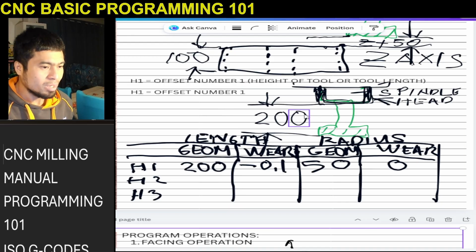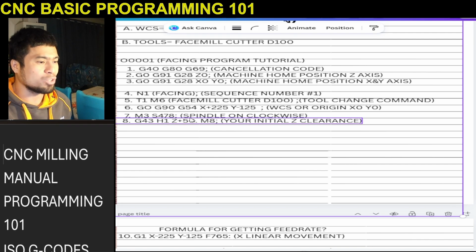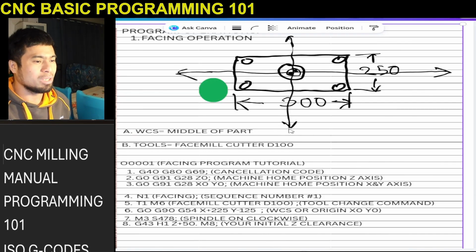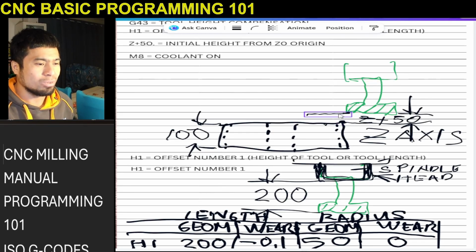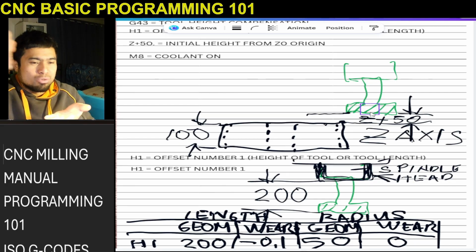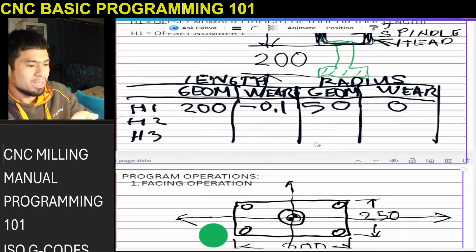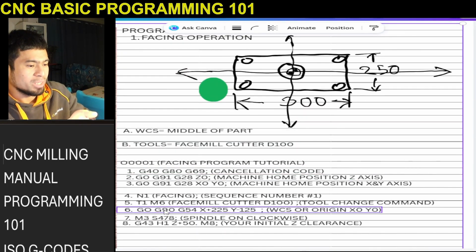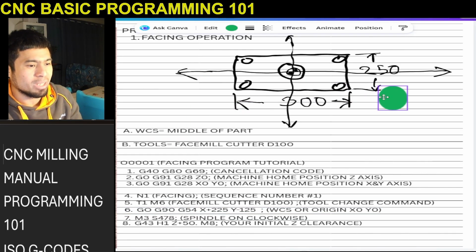And so when the machine reads this G43 H1 Z50 M8, the machine will go 50 mm from your Z0, initial Z50. So example, the machine reads that, and we position already from the side using that G0, G90, G54, X225, and Y negative 125. So your tool is already here.